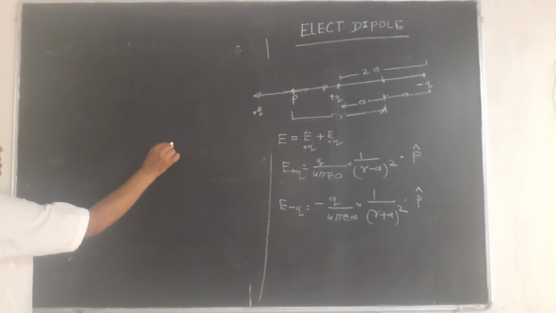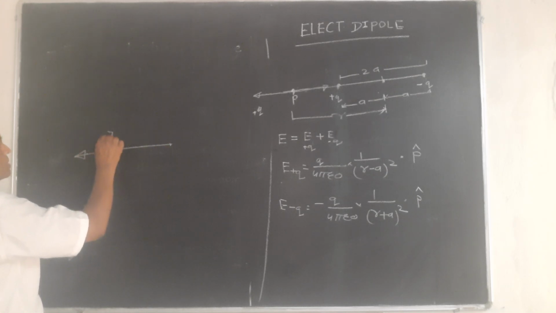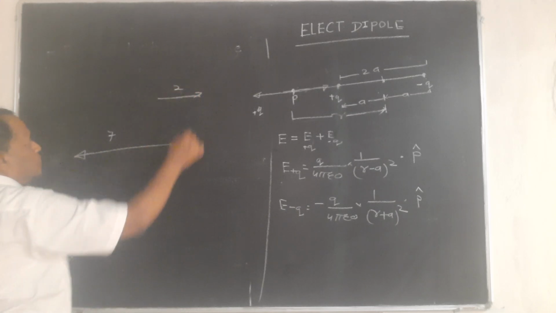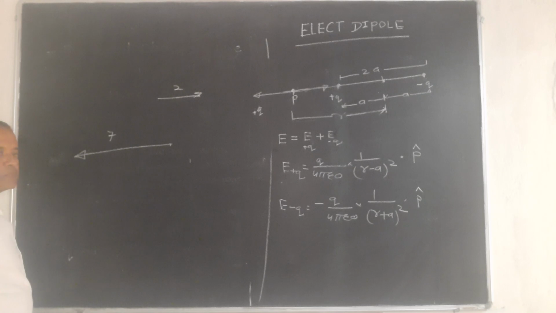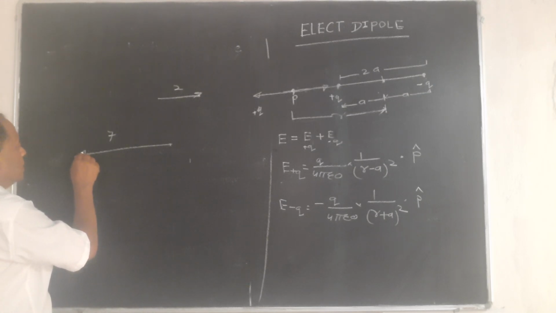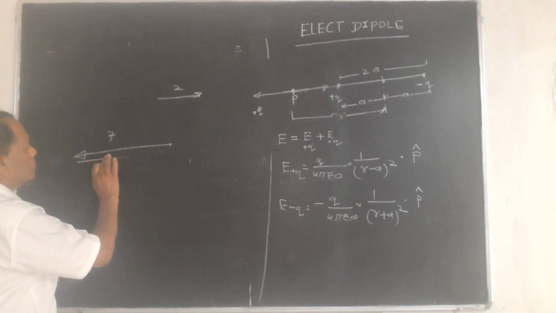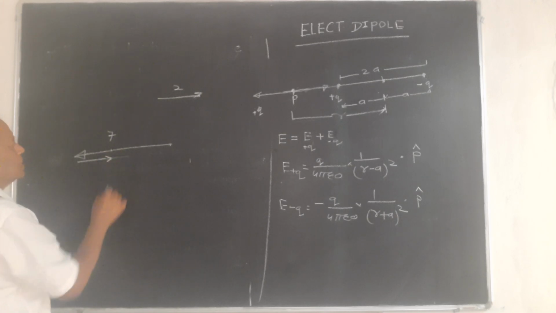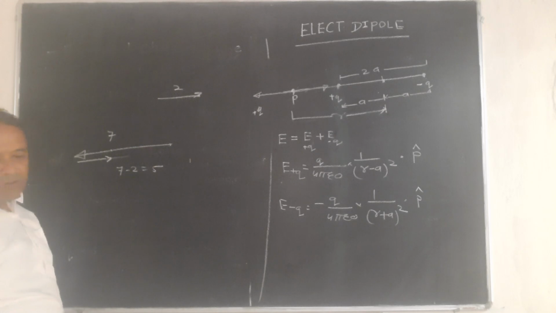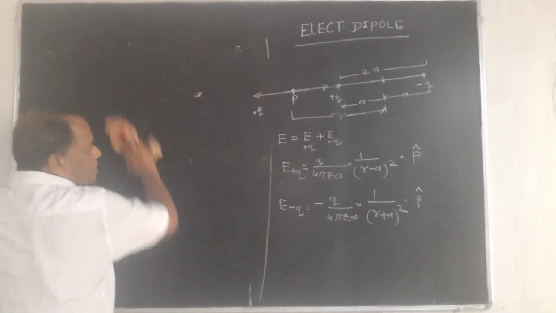Suppose one vector has magnitude 7 and another vector in the opposite direction has magnitude 2. As per the triangle law, we join the first vector's head to the second vector's tail. So 7 minus 2, the result is 5. Here, if we apply the triangle law, we will also get the same thing.